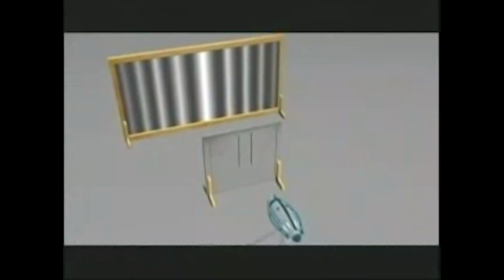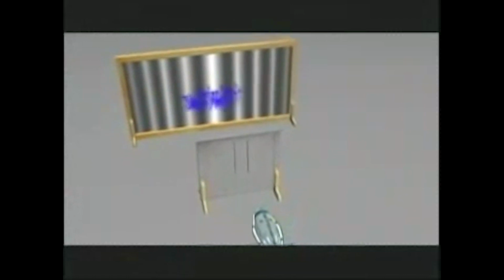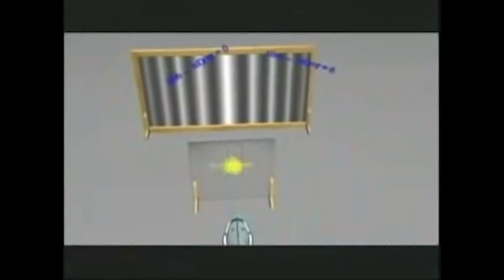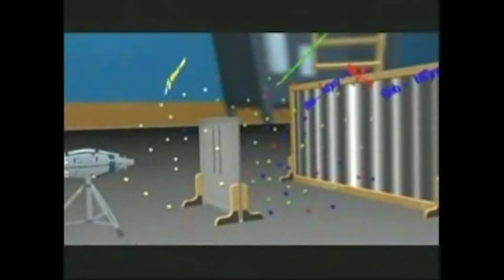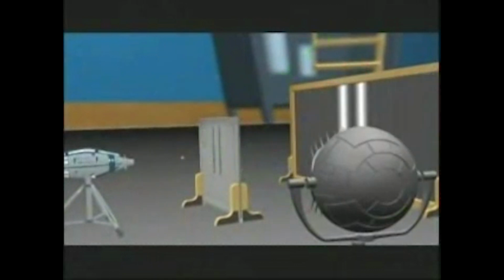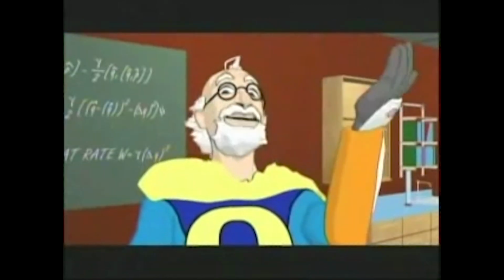But mathematically, it's even stranger. It goes through both slits and it goes through neither. And it goes through just one and it goes through just the other. All of these possibilities are in superposition with each other. But physicists were completely baffled by this.